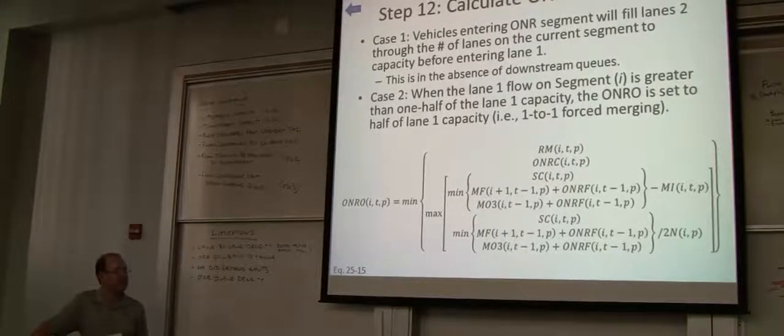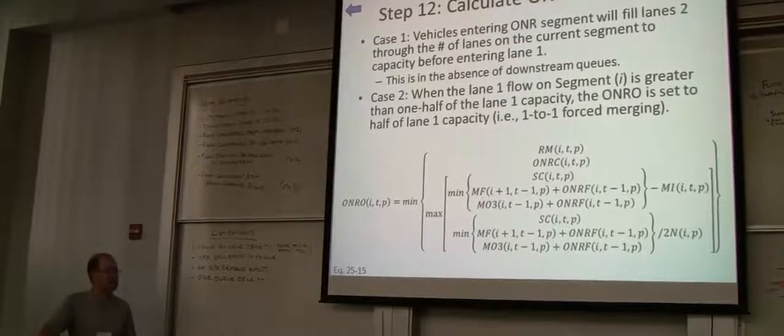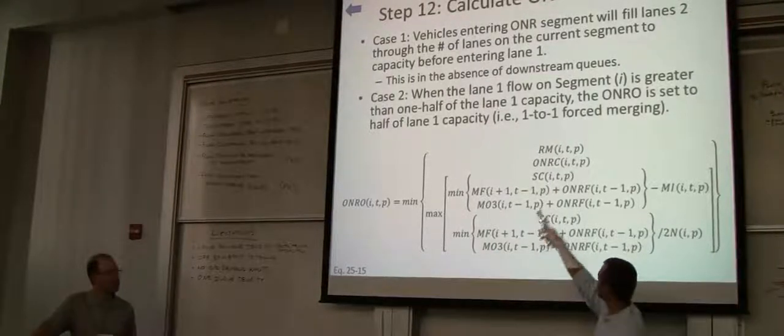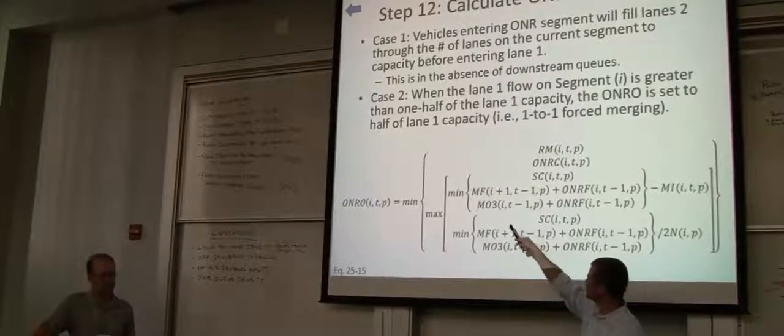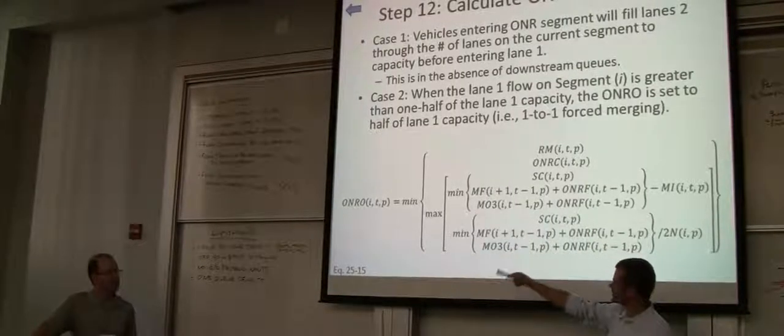Yeah, it's code language of whatever is written on the left side of the board, or at least some of them. So RM is ramp metering. ONRC is on-ramp capacity. SC is segment capacity. Then the minimum of mainline flow plus on-ramp flow, this is the MO3 constraint, which is the front clearing queue constraint.